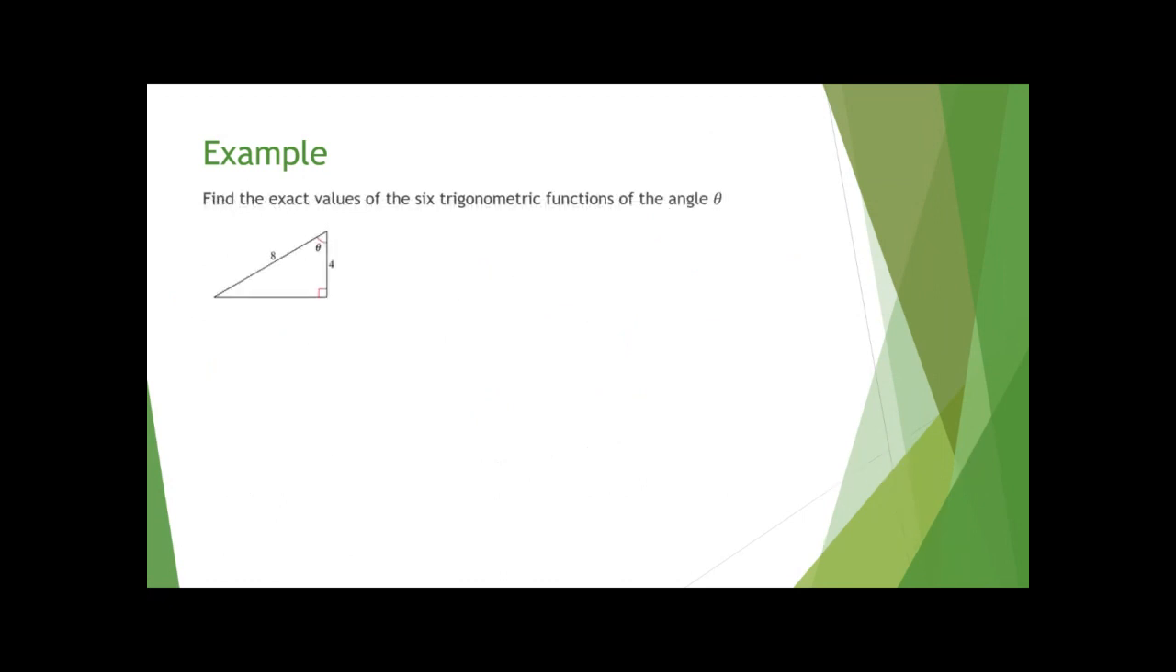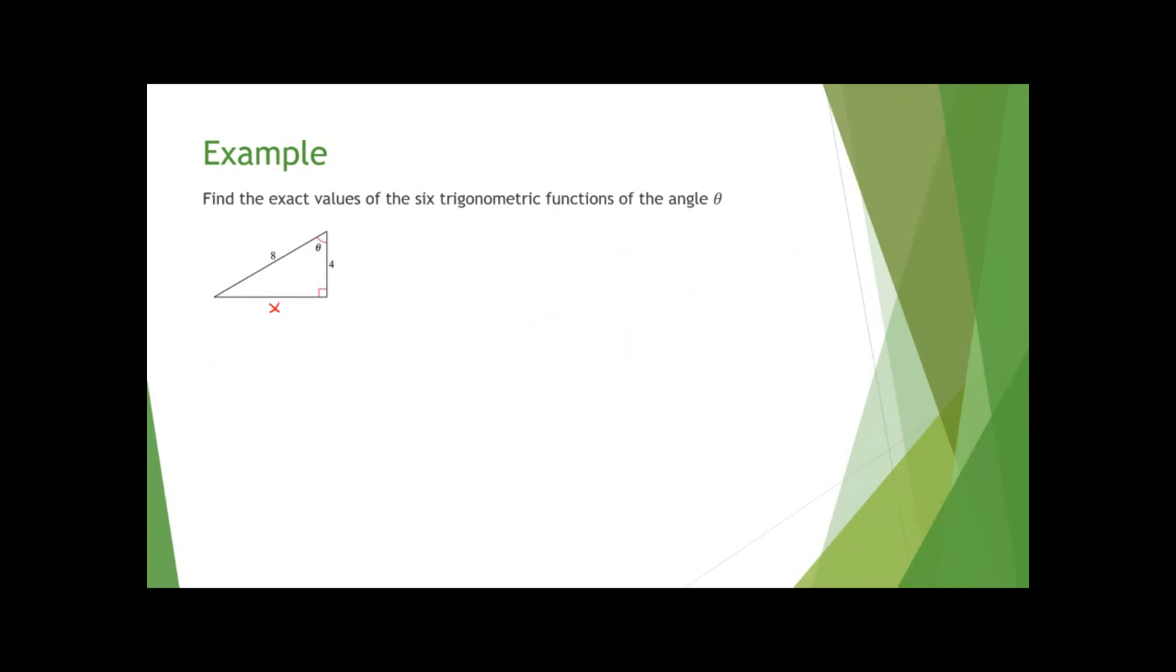Okay, so now we've got another example here. Find the exact values of the 6 trig functions of angle theta. So they're giving us a right triangle here. And so we need to figure out the missing side before we can go further, before we can find the trig functions. So let's just label that x, since that is horizontal.